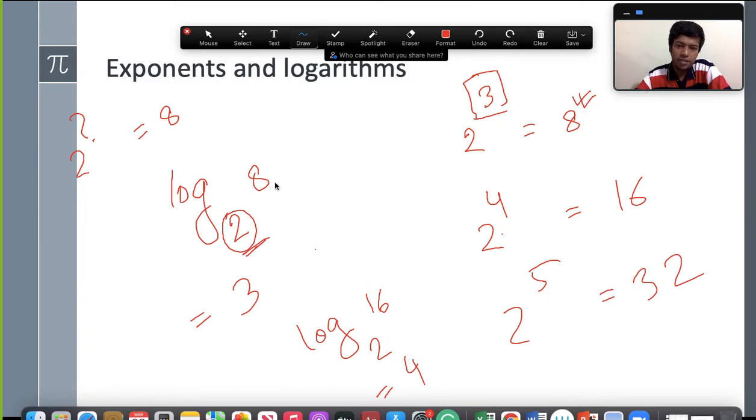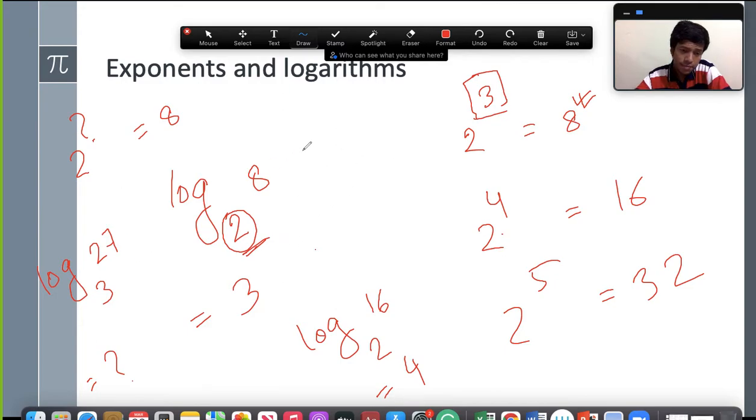In the reverse order, if it is given like this, say log base 3 of 27, what does this equal? I think now you know the answer: 3 to the power what equals 27.